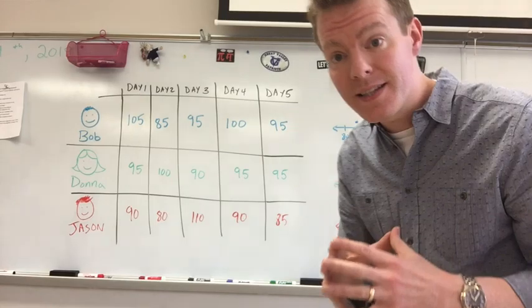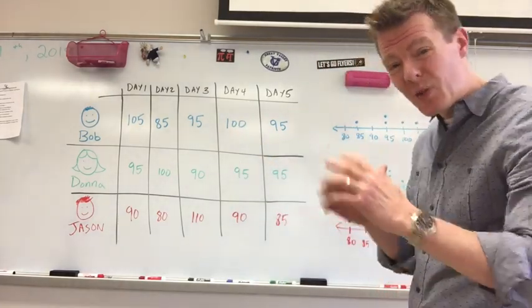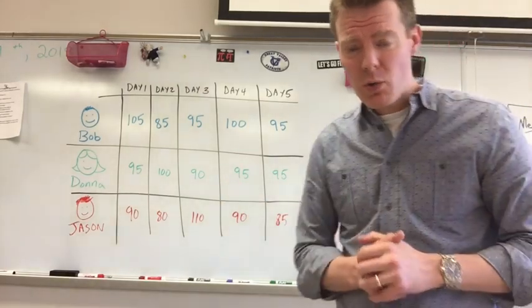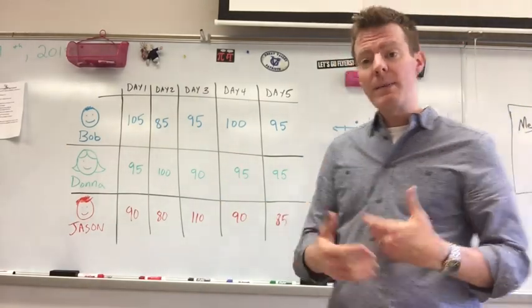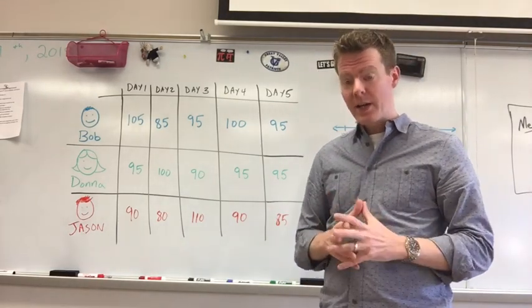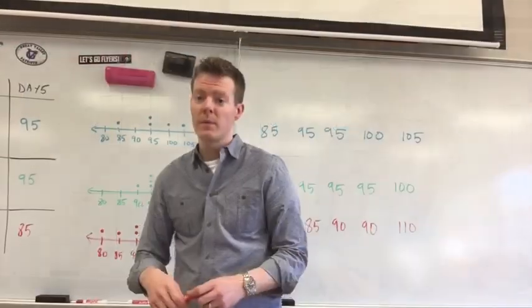Measures of central tendency are ways to see what's typical for Bob. What does Bob usually score? What's typical for Donna? What does she usually score? We're going to look at the 3 measures of central tendency in this unit. In this video, we're first just going to introduce what's called the median. So let's talk about that next.